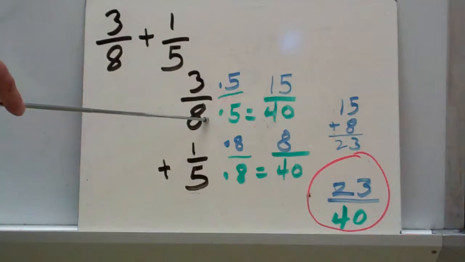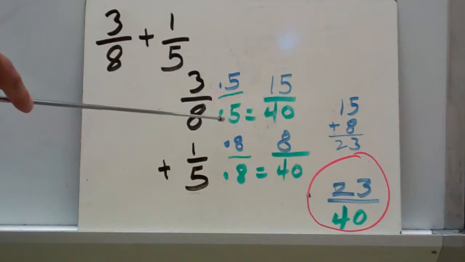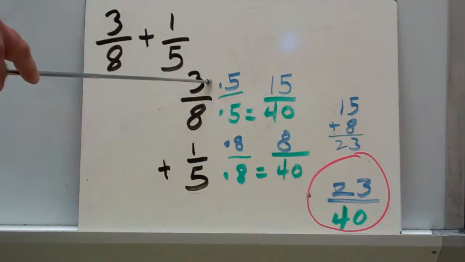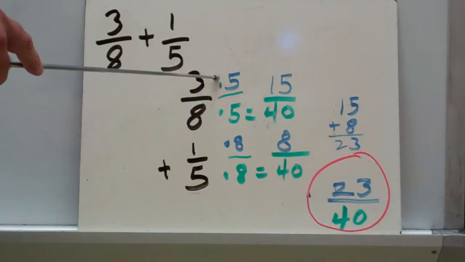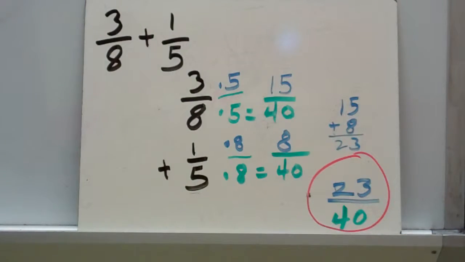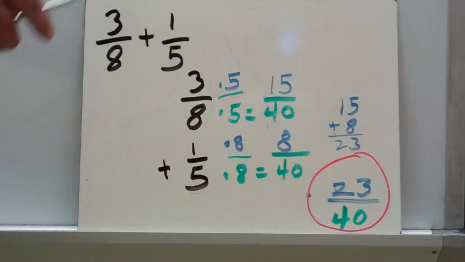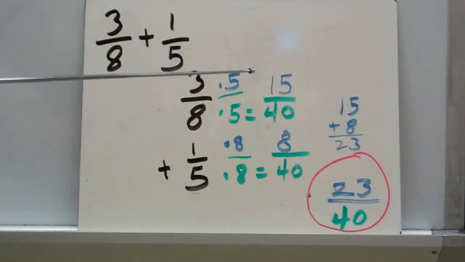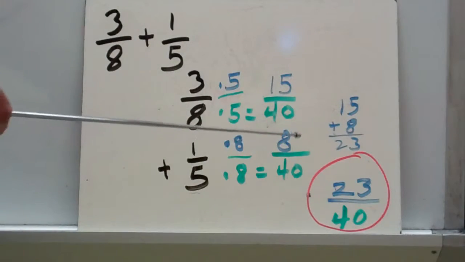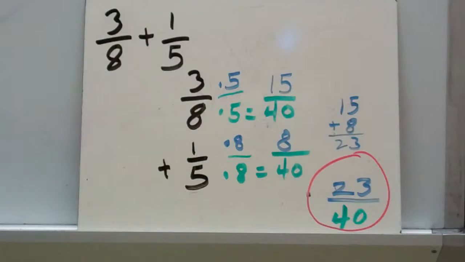On the other fraction, if I take 8 and multiply that by 5, I get 40. Again, whatever I do to the bottom of the fraction, I need to do to the top, or whatever I do to the top, I need to do to the bottom. So I take 3, multiply that by 5, and I get 15. Now I end up with 15 over 40 plus 8 over 40. I have common denominators in 40, so I can take 8 and 15, add the two numerators together, and get 23, and end up with a final result of 23 over 40.